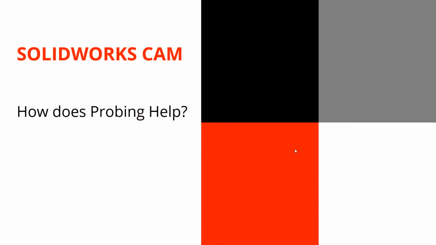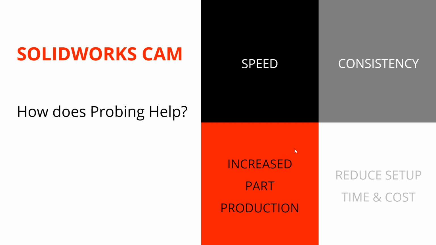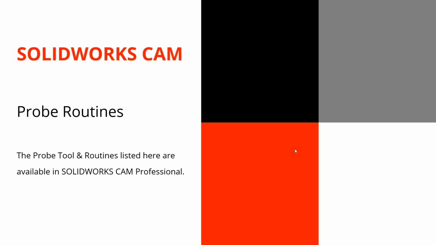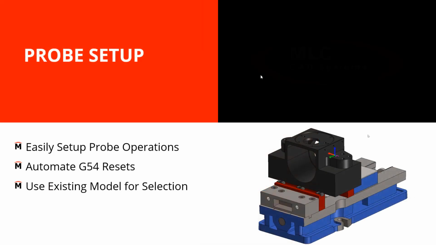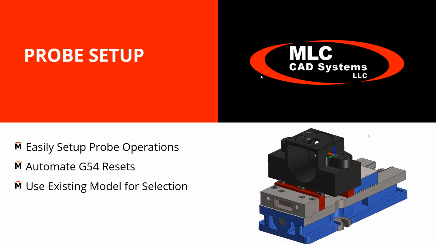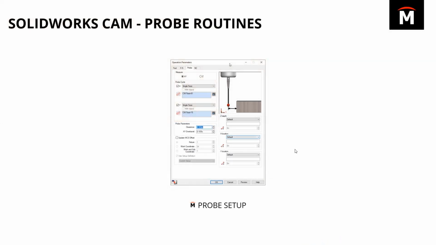We're going to be taking a look at how that can help us. Now, probing can help with speed and consistency and increased part production, and it does so by reducing setup time and costs at the machine tool. So we're going to be looking at single point type probing operations that are used in Z-axis. We can also use the probing operations for pockets and bosses, even three-point holes as well. Those types of things are all done very easily inside of SOLIDWORKS CAM. We can automate the G54 resets, and we can use our existing models for selection as we get through it. So without further ado, let's get into our setup.